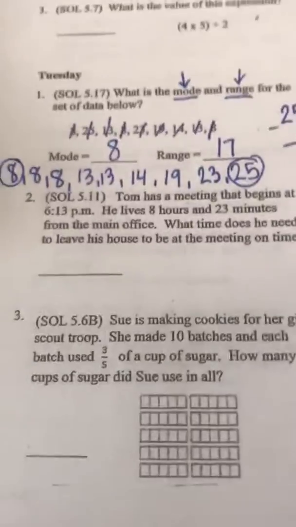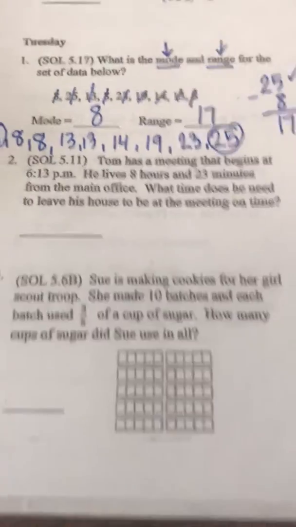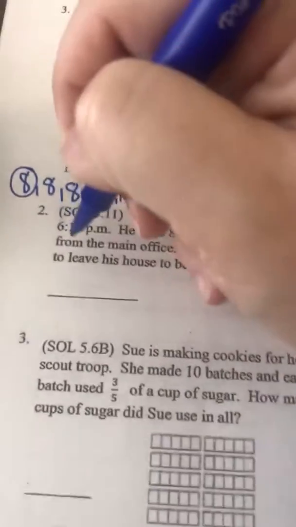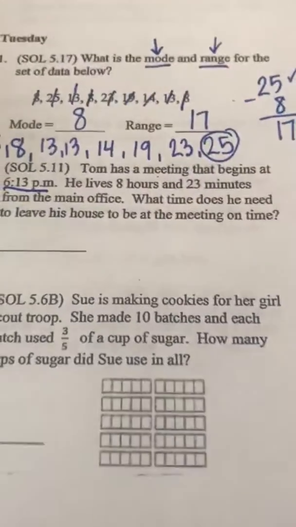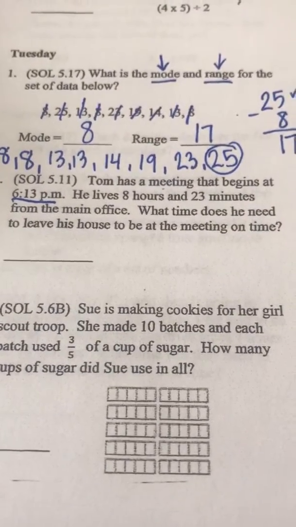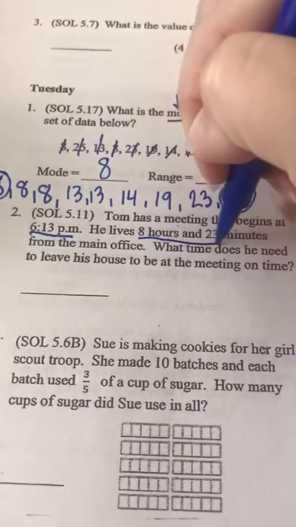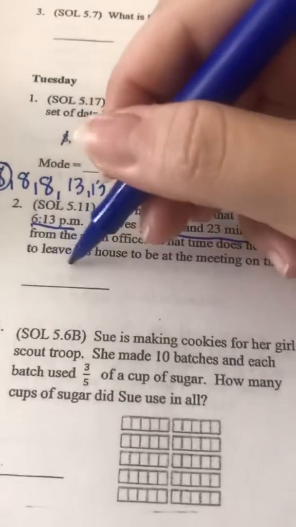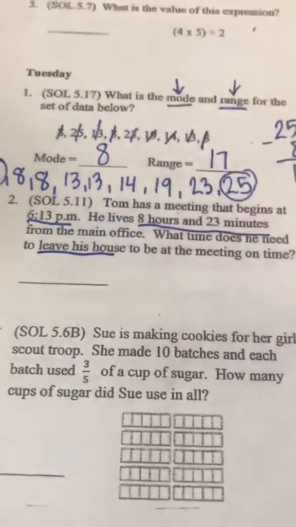All right, let's look at number 2. Number 2 is an elapsed time problem. It says Tom has a meeting that begins at 6:13 p.m. He lives 8 hours and 23 minutes from the main office. What time does Tom need to leave his house to be at the meeting on time?